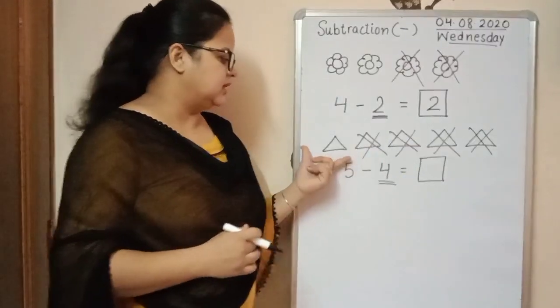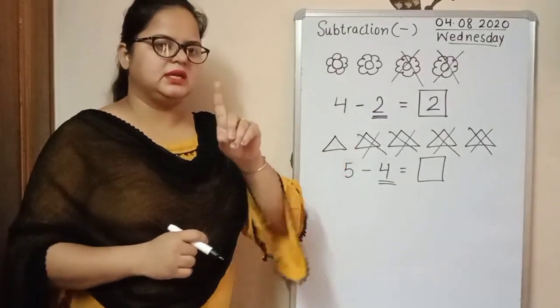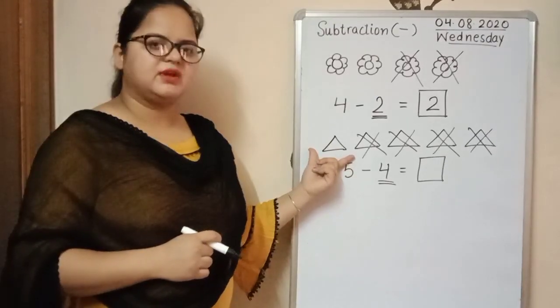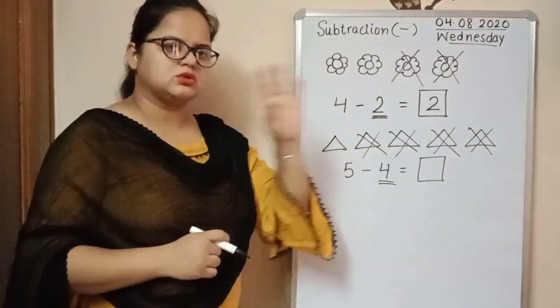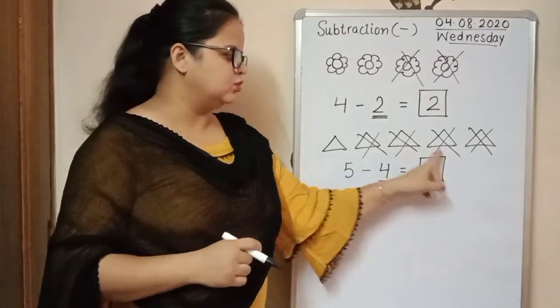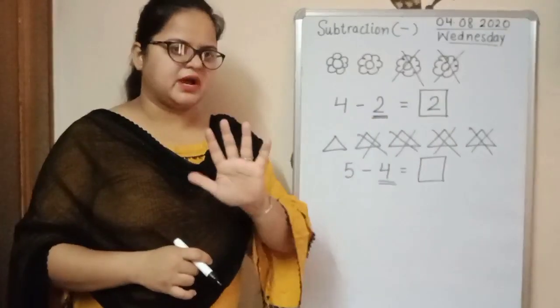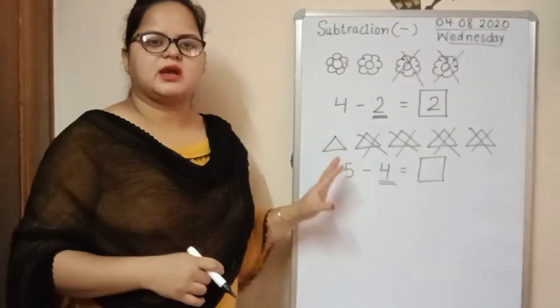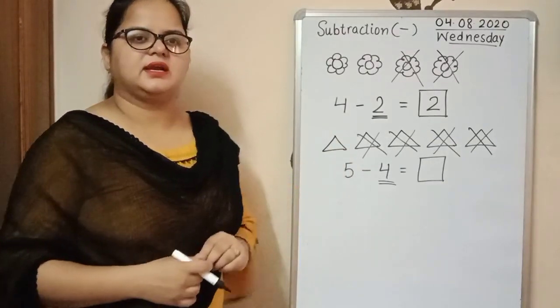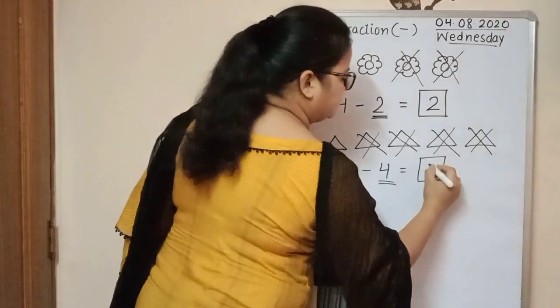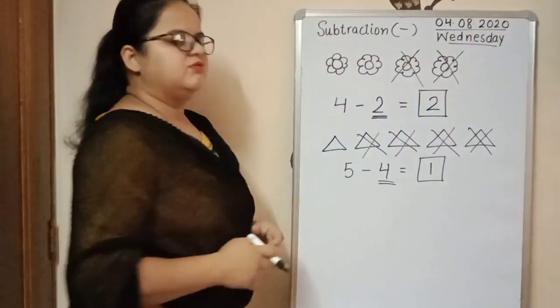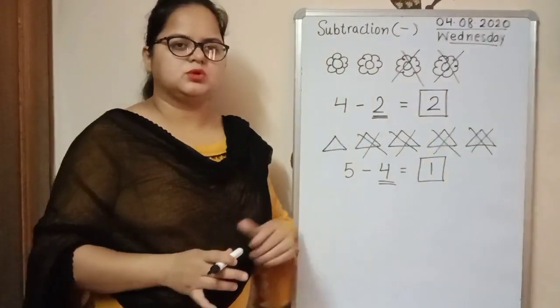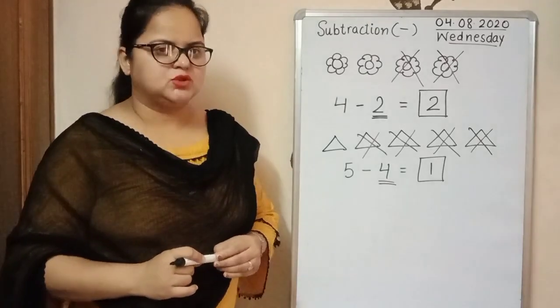And what is left we have now? Only one triangle we have left. We have made the cross on 4 triangles. 1, 2, 3, 4. We have 5 triangles, we have to take out 4 of them. Then we have only one triangle left. So here we will write number 1. Do the same work in your notebooks now. I'm sure you are doing.